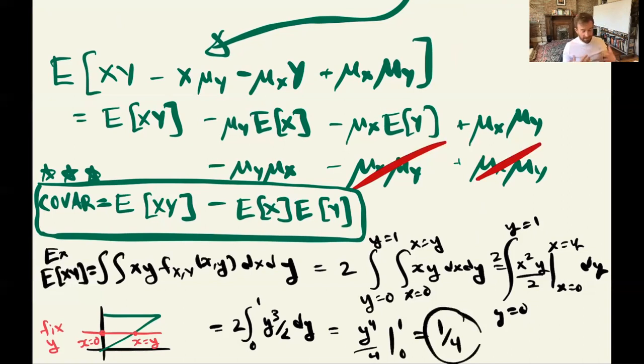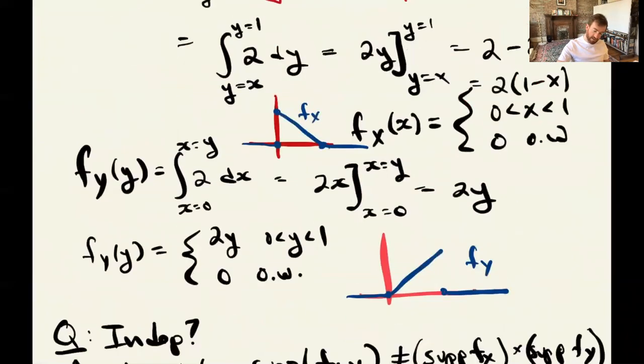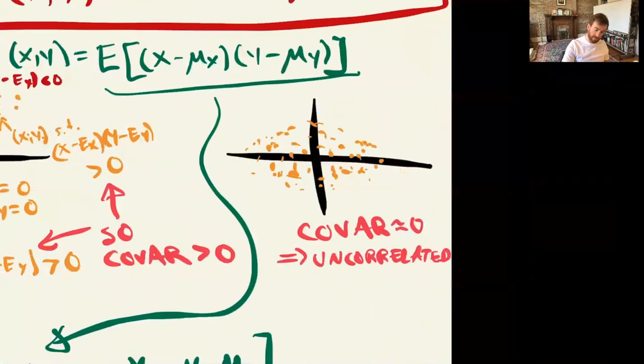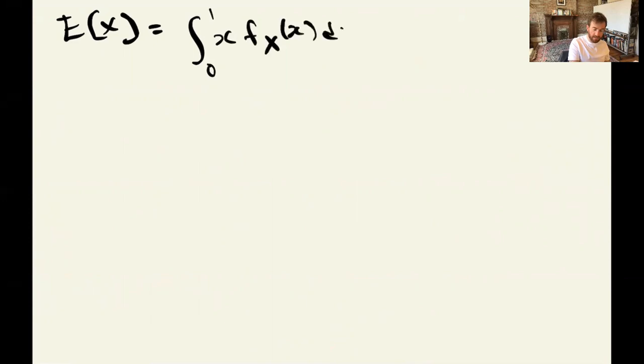Now, what was E of X and E of Y? Well, now I just need to use the PDFs that I derived over here to compute the expectation of X and the expectation of Y. So let's go ahead and do that real quick. So expectation of X is going to be the integral from 0 to 1 of x times f of x dx.